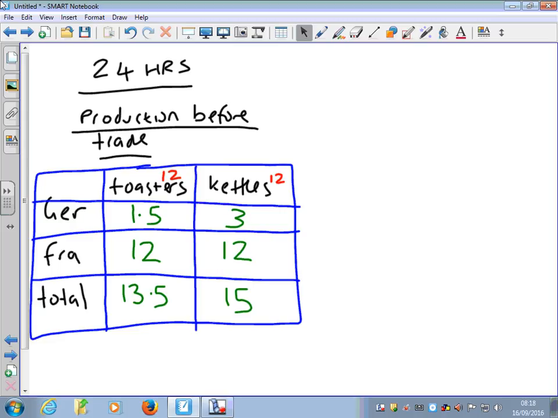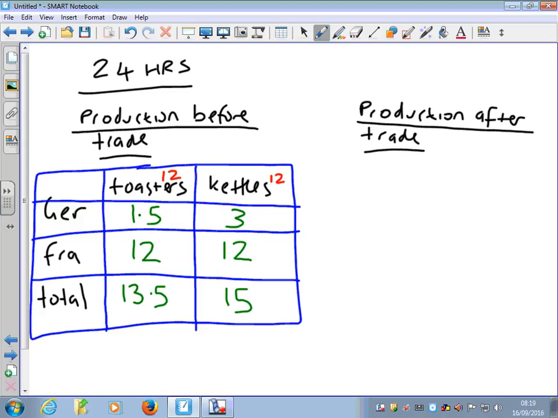Okay, now what comparative advantage shows us is that if these economies specialise in some way, then it can lead to an increase in total global production. So we're now looking at production after trade. So again, what we do is we draw this table. So we've got the Germans, we've got the French, we've got the total production, we've got toasters, and we've got kettles. So let's just draw this table.